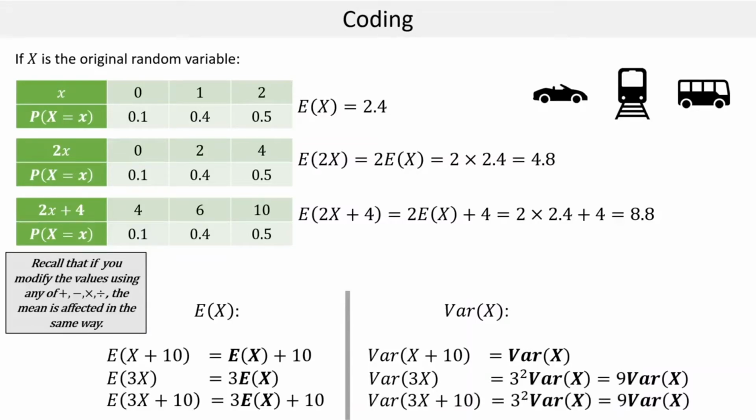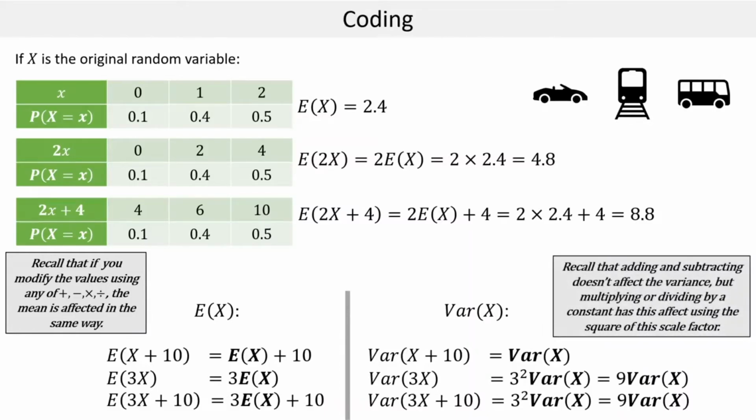And finally, if we'd multiplied all the original values by 3 and added on 10, we ignore the add-on 10 and we make the question just like it was in the one above. We ignore the add-on 10 and we just process variance 3x. And for the same reasons I said before, we get 9 variance x.